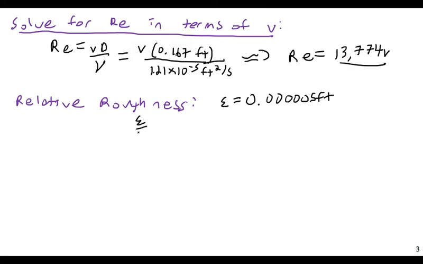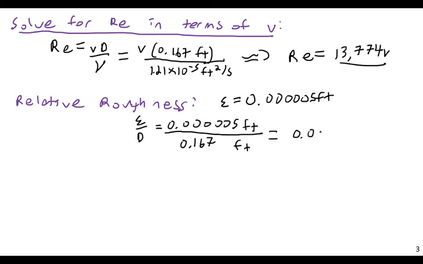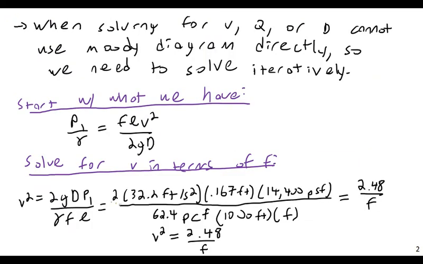This means our epsilon divided by our d is going to be 0.000005 feet divided by a diameter of 0.167 feet. As we've seen before, the devil with this is always the units. This comes to a relative roughness of 0.00003. Isn't that lovely? Many zeros today. We'll be using this a lot, so let's put a box around this one too.